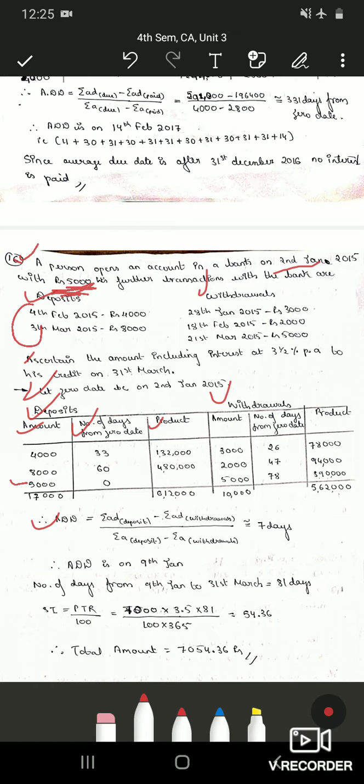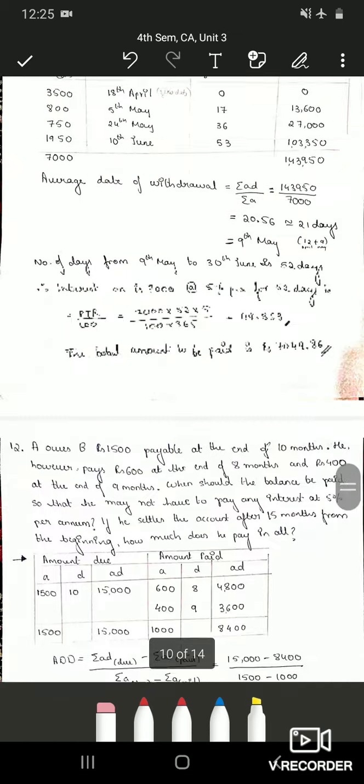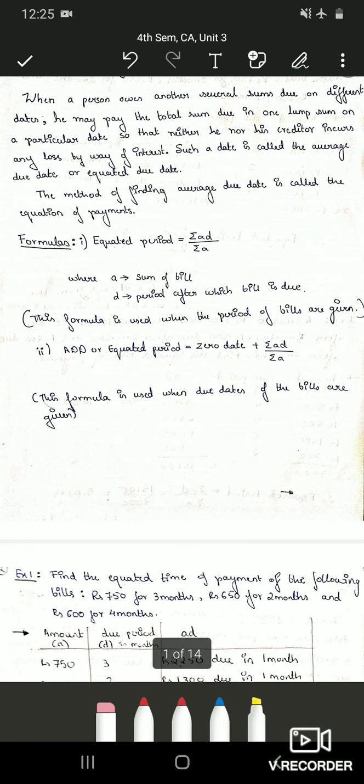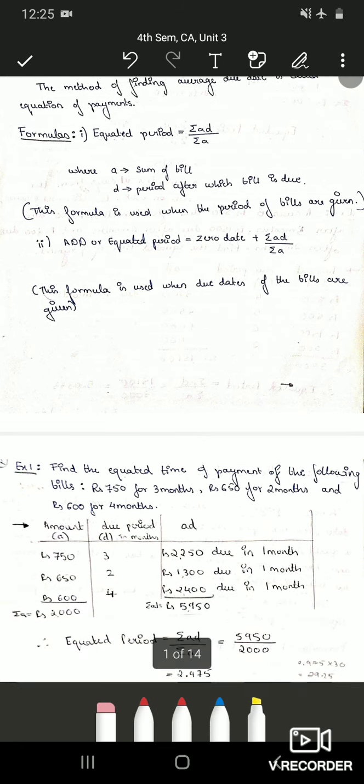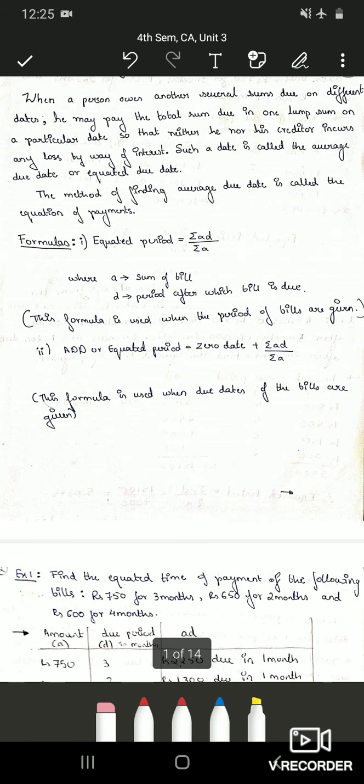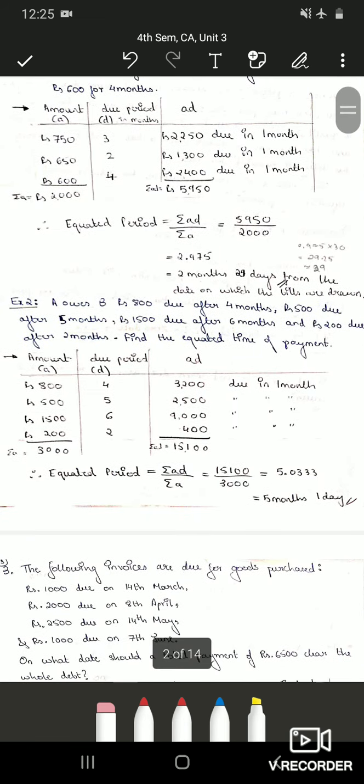So with that we have completed the third chapter, that is average due date. The concept is very clear. All you have to remember is how to calculate the number of days from the zero date as well as the average due date. You have to be careful about the leap year also. It is your task now to find out whether the given year is a leap year or not. If in the question they have given a leap year, you have to include one more day in February and then calculate the average due date.